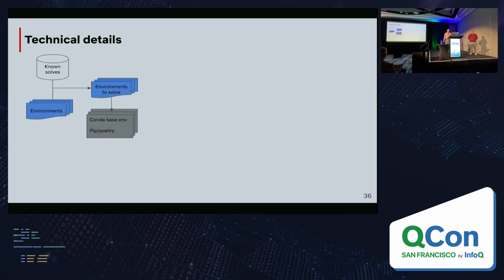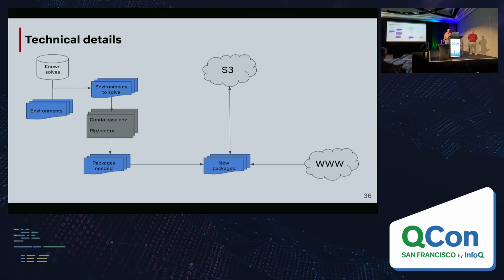We run them through sets of tools that are completely open source. We didn't invent the wheel here. Things like pip, poetry, Condalock, Mamba, whatever. There's a bunch of technology that runs under the hood, abstracted completely from the user. We figure out what packages we need. We will then effectively fetch all these packages from the web, upload them to S3, persist them.